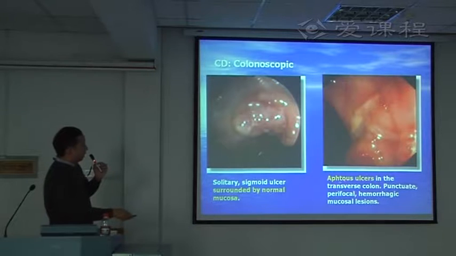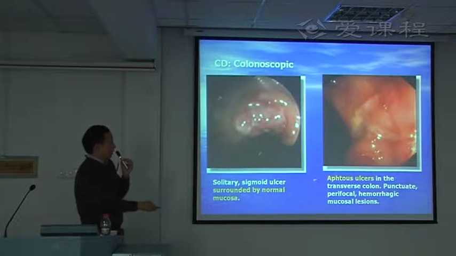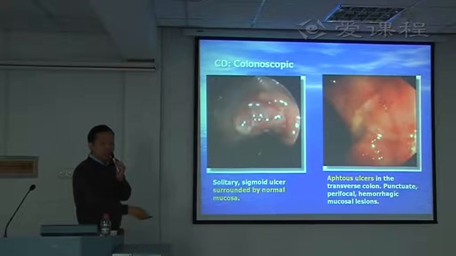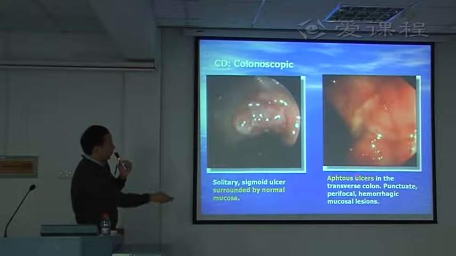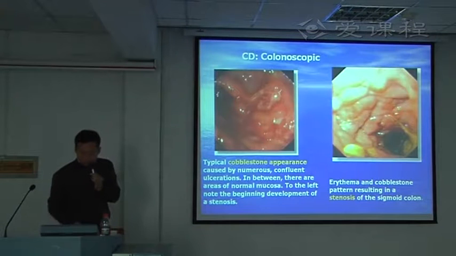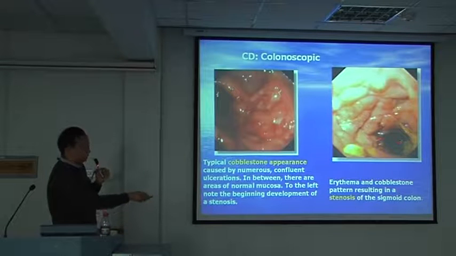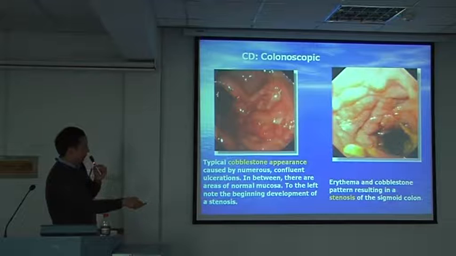This picture I copied from the internet. I have never seen this before. This is only present in CD. Maybe it's here, an aphthous ulcer. Okay. This is also the cobblestone appearance, and this may cause stenosis later. So this is the cobblestone erythema pattern.